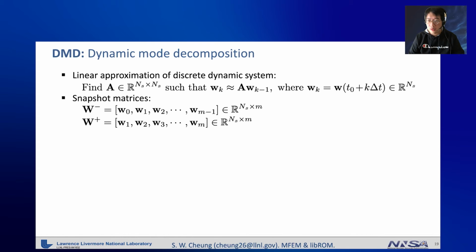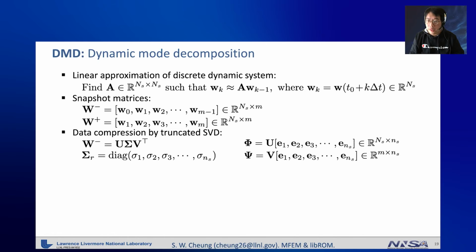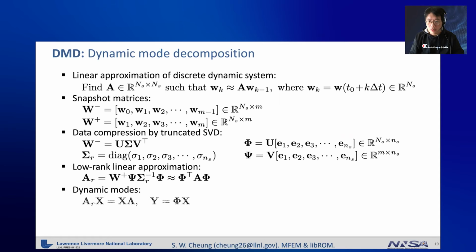First, the snapshots are assembled into a pair of input-output snapshot matrices. The truncated SVD is carried out for the data compression of the input snapshot, which allows us to find a low rank linear approximation of the dynamics in the subspace. Then we will do a spectral decomposition on the reduced dynamic operator to get the dynamic modes, which diagonalize this matrix and allow us to do many times of this matrix multiplication to get any prediction easily.